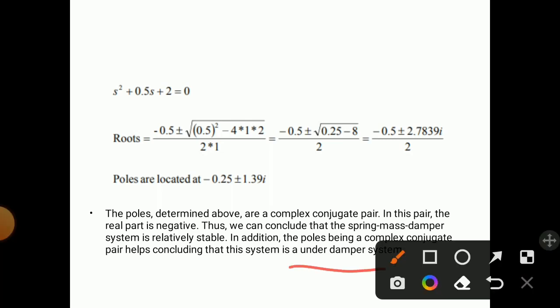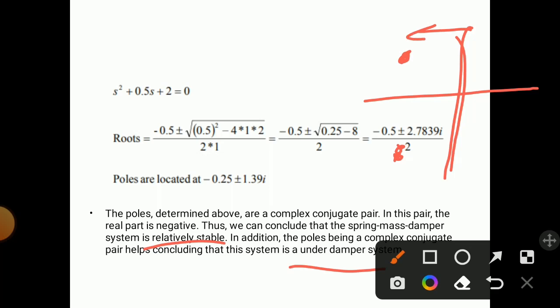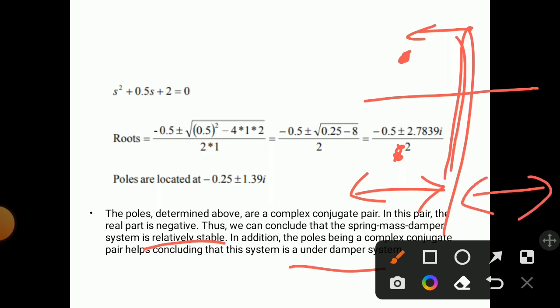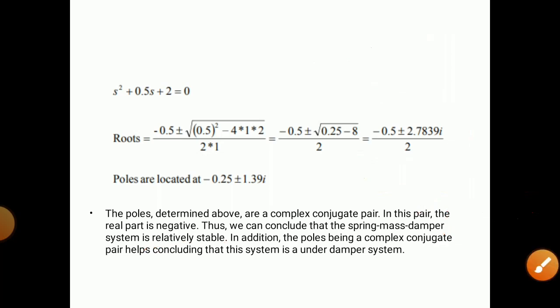So here I have written underdamped system and it is a relatively stable system because the poles are plotted in the graph. The location of the poles will be here on the negative side, one here and one here. This left hand part is the stable part and the right hand part is the unstable part. So if your poles are on the left hand side, they are called a relatively stable system, and this system is also an underdamped system. This you remember.